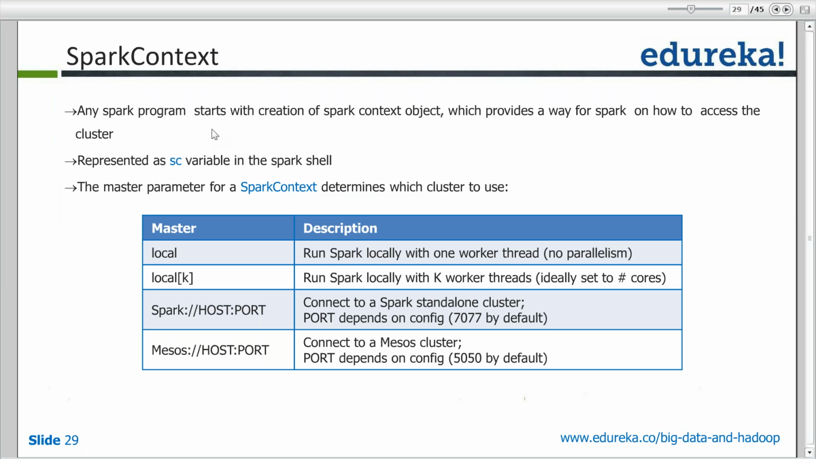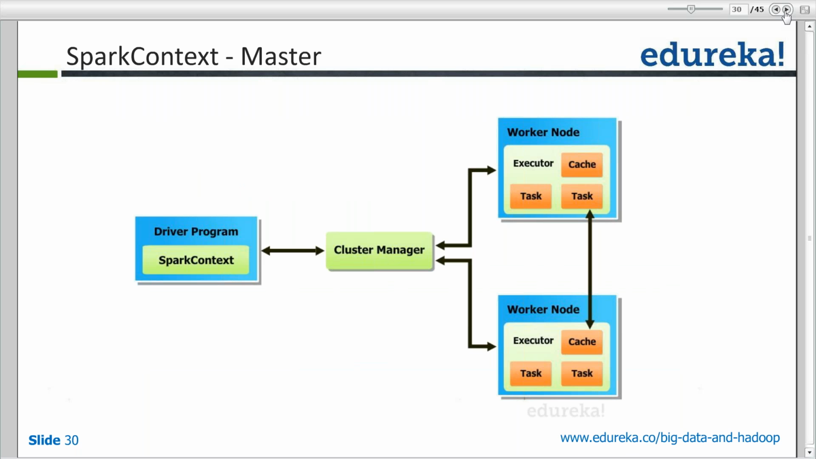So any Spark program starts with the creation of a SparkContext object, which provides a way for Spark to access the cluster. It is represented as SC, which stands for SparkContext. Now you can start a SparkContext in local mode with multiple threads, or in a Spark cluster, as in the standalone mode, where you don't require Hadoop but it still works in a cluster, in Mesos, or on a YARN cluster. Let's see what is on the next slide, and I'll tell you how to install.